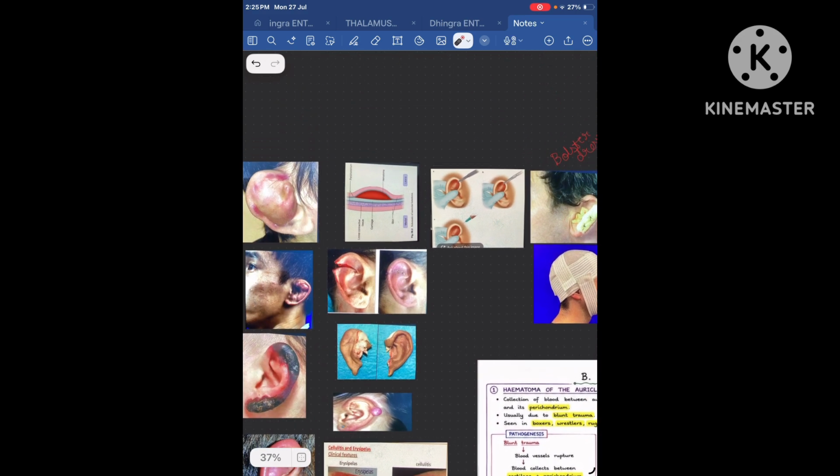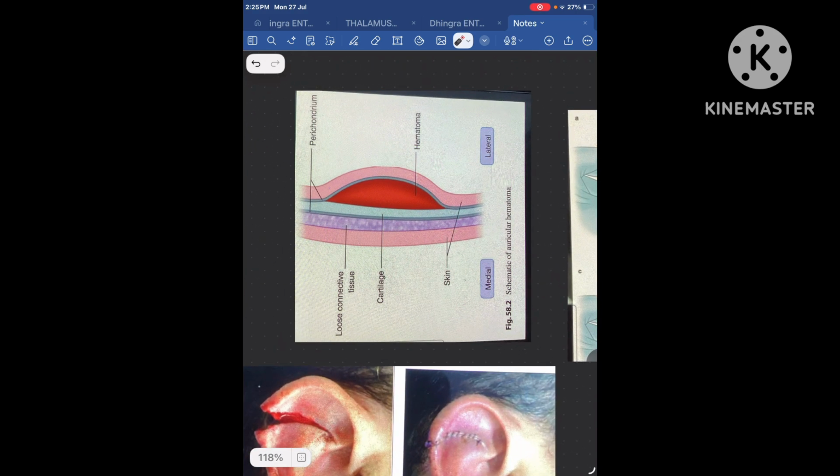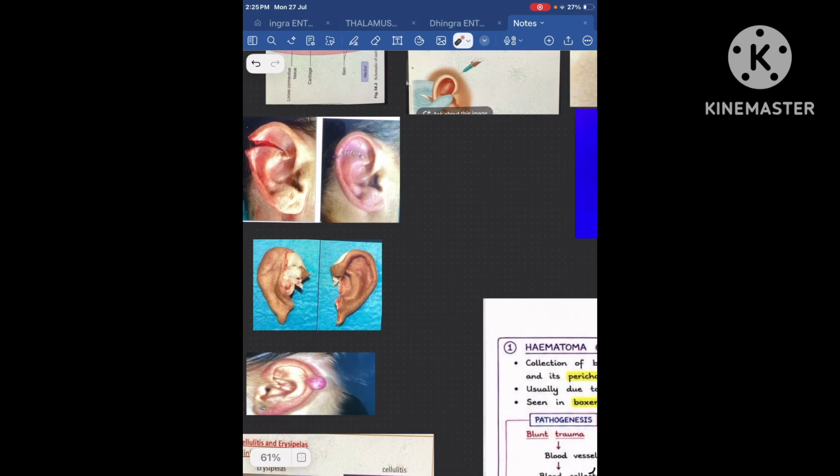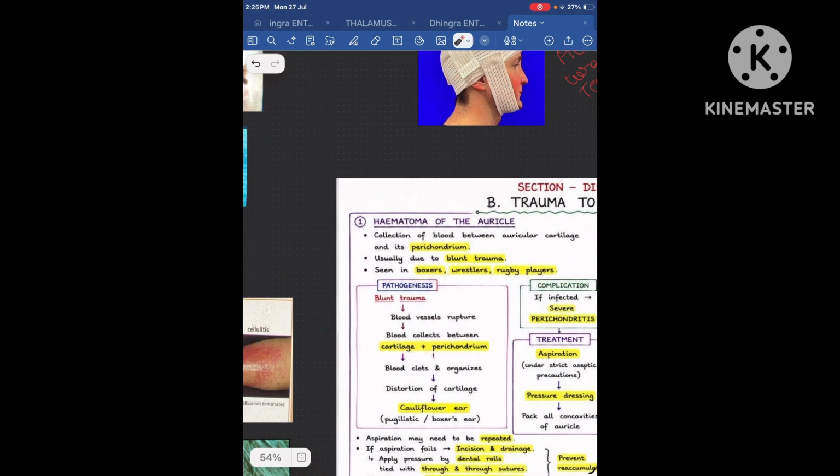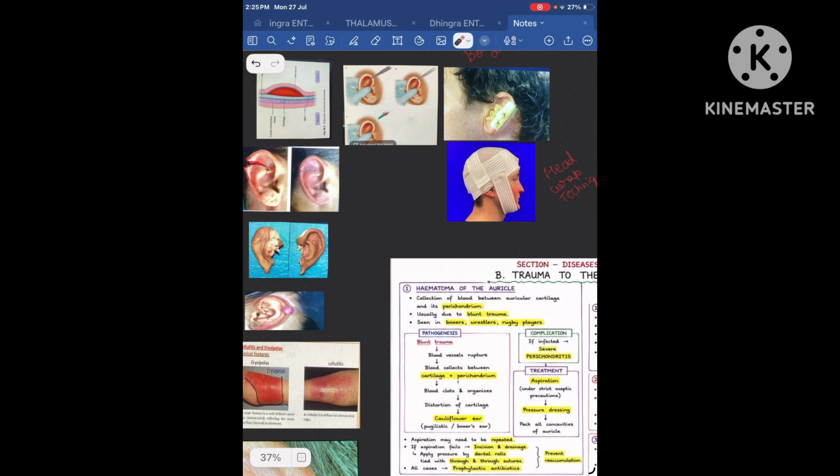See, if this is the image, you can see this is the skin. Then we have this perichondrium. Then between this we have the cartilage. Then this is loose connective tissue. So in between the perichondrium and the cartilage, there is a collection of blood that is known as hematoma. Clear? Okay, great. And it can happen because of any blunt trauma, for example in boxers and wrestlers, because they can get hit on the ears multiple times, so it can lead to this bleeding.